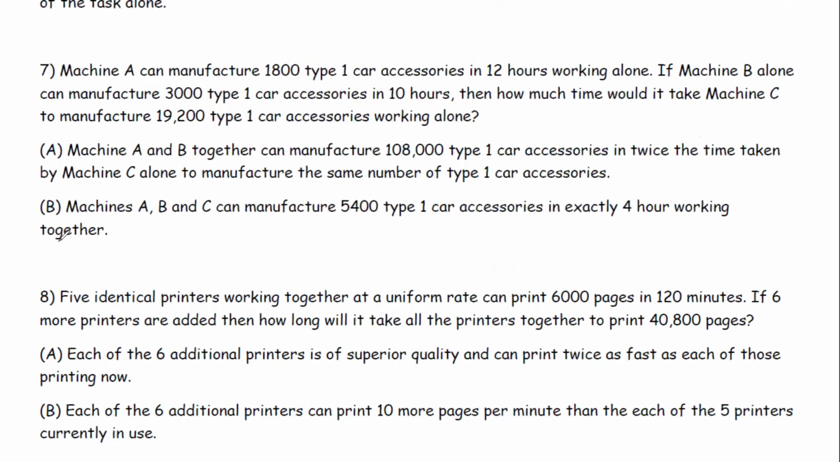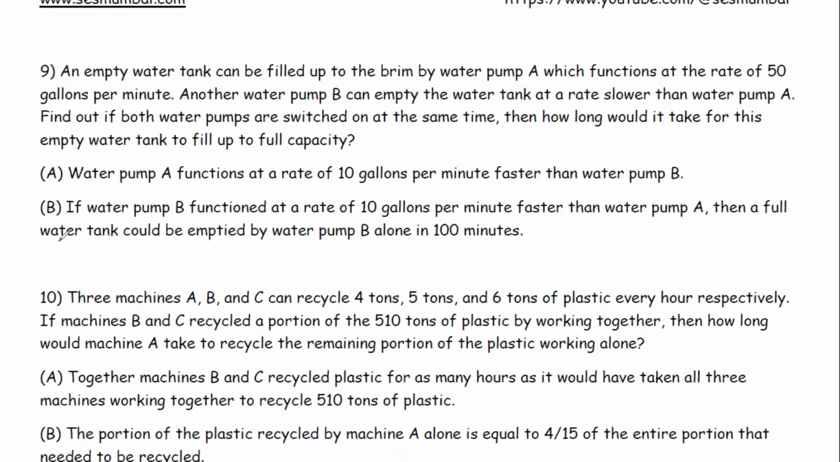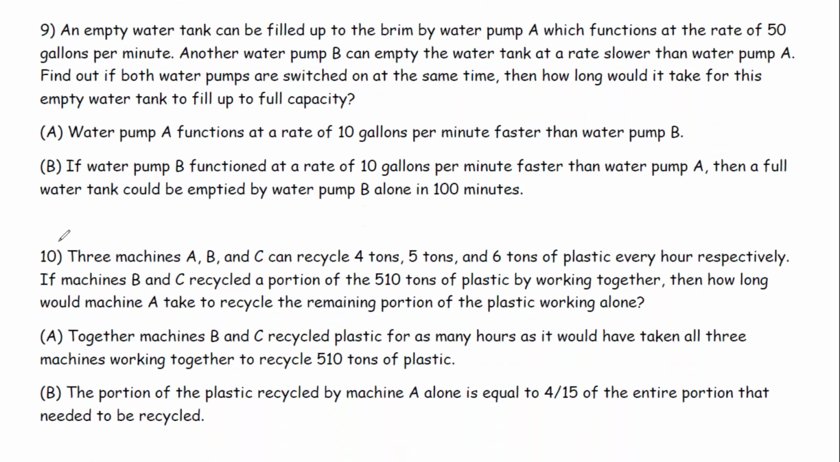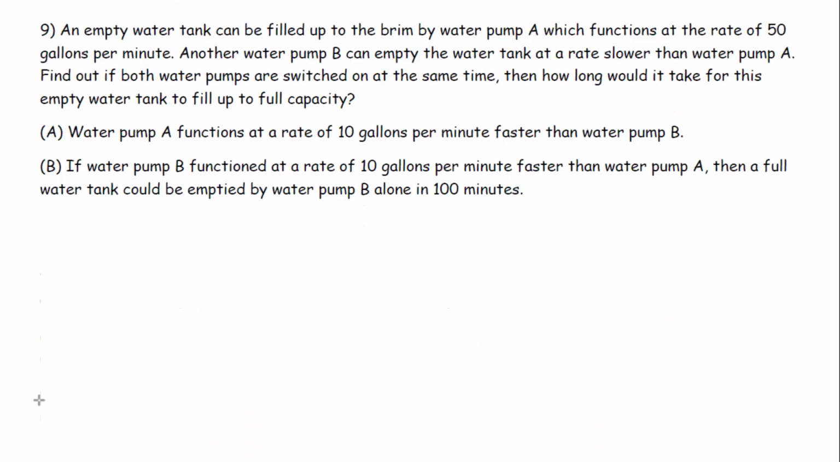Question 9. Okay. An empty water tank can be filled up to brim by water pump A. Up to brim meaning till the top. Yeah. Full capacity. So an empty water tank can be filled up to the brim by water pump A, which functions at the rate of 50 gallons per minute. Okay, 50 gallons per minute. That's for A.